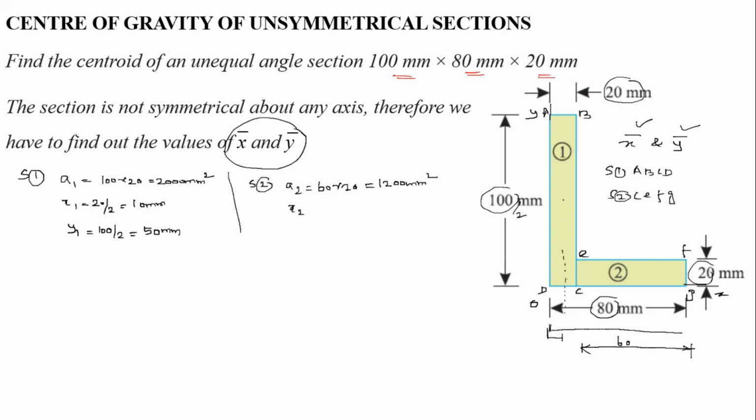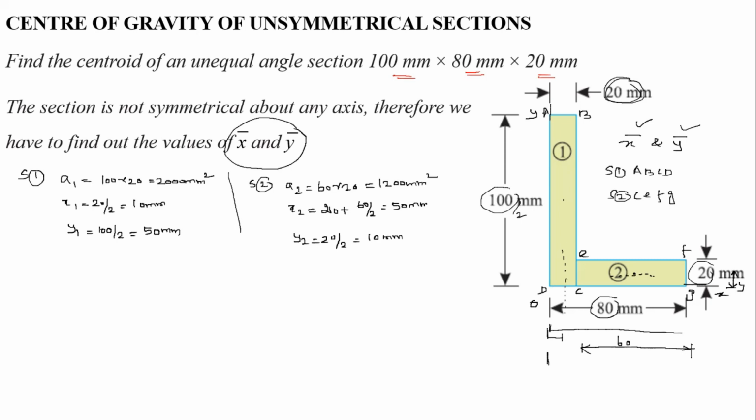So x2, with respect to the OY axis, we have to add this 20, and the CG is in the middle of this section. So 60 divided by 2, 30. So 20 plus 30, which is equal to 50 mm. And y2, from the OX axis, we have to find y2. The CG is acting in the middle of this section, so 20 divided by 2, which is equal to 10 mm.